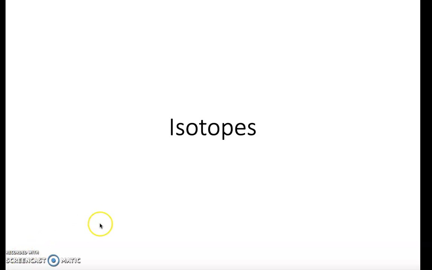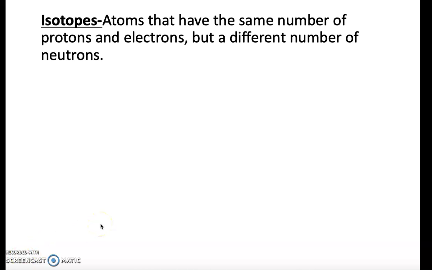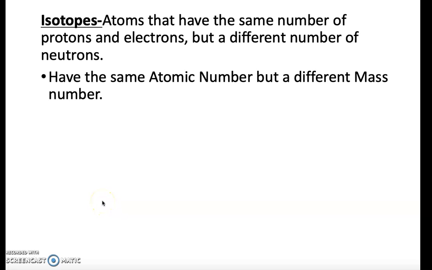Hey guys, this video is about isotopes. Now isotopes are atoms that have the same number of protons and electrons, but a different number of neutrons. So this implies one thing. They have the same atomic number, but a different mass number. So you cannot use the mass number that's found on the periodic table when it comes to isotopes.